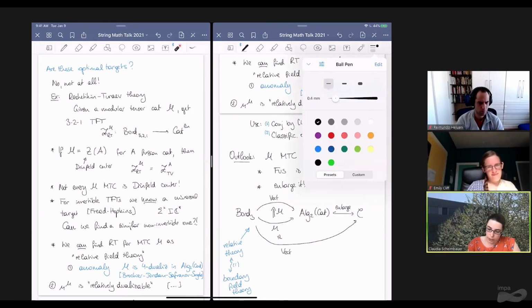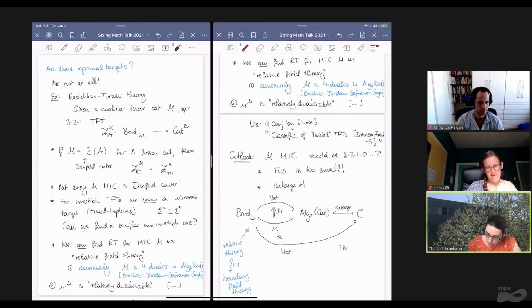So the problem here, there are several problems, difficulties, challenges. Well, we want C to not just be anything, we want C to be somehow tractable, computable. And well, C has to be symmetric monoidal. But let's assume we have this C.